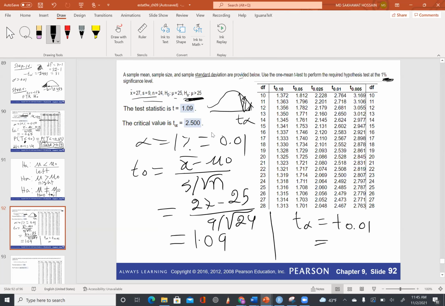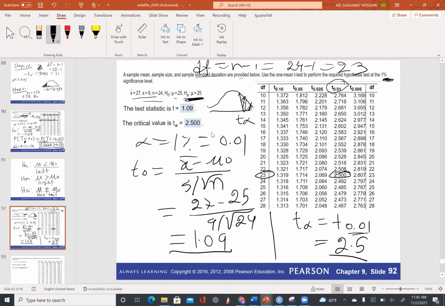The degrees of freedom. So what is the degrees of freedom here? N minus 1, which is 24 minus 1. So degrees of freedom is 23. So 23 is here, and alpha is 0.01. So where is 0.01? This is t 0.01. So the critical value is 2.50. The alpha is 2.50.